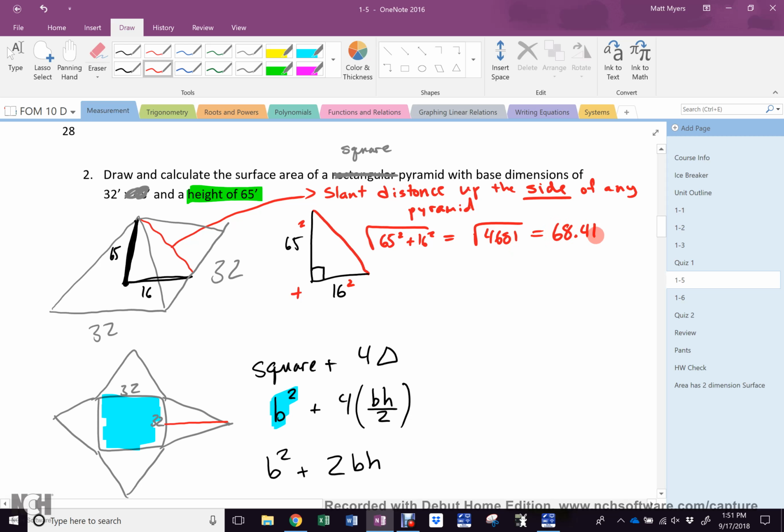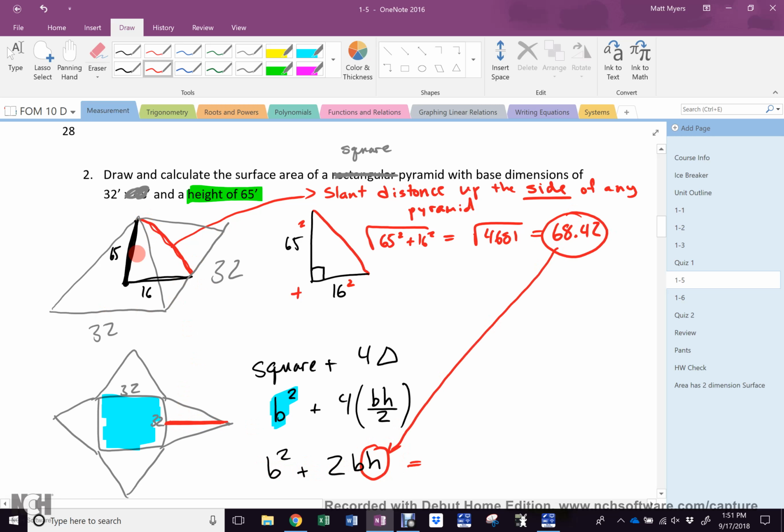68.41. For 2? Okay, I believe you. Is everybody happy to there? Now, if this red line is that, and this red line is that, then do I know this? What is it? 68.42. Can I then fill in this formula?